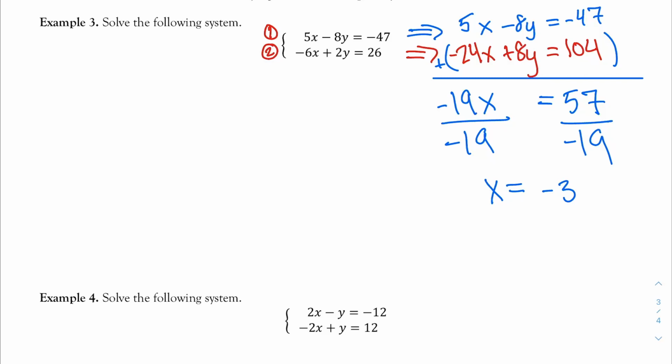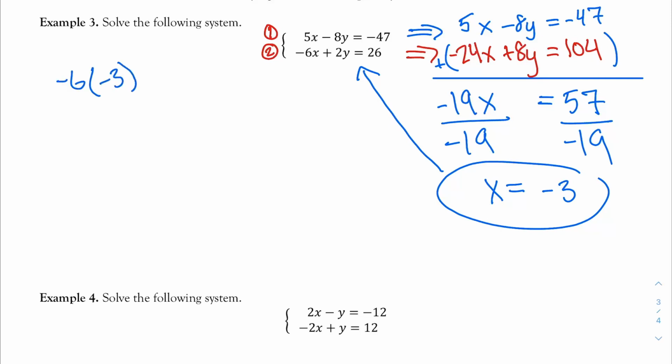Now that I have my x value, I can solve for y. So, to solve for y, I'm going to go back to my original two equations. Allow me to erase this times 4. So, I know whenever I plug negative 3 into the top or the bottom, I should get the same y value. So you can choose one of your choice. So just to mix it up a little bit, let's go ahead and plug x equal to -3 into equation 2. If I do that, I get -6 times -3 plus 2y is equal to 26.